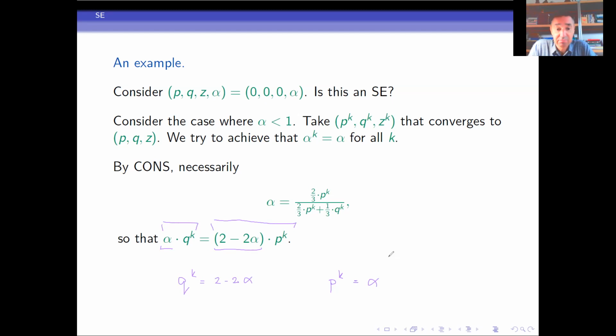However, there's one problem. These are now constant sequences, and in particular, they do not converge to zero, which they are supposed to do, right? So the assumption is that the pk converges to that number, which is zero, and the qk's converge to that number, which is also zero, and that does not happen. But that's easily fixed, because you can simply divide everything by k.